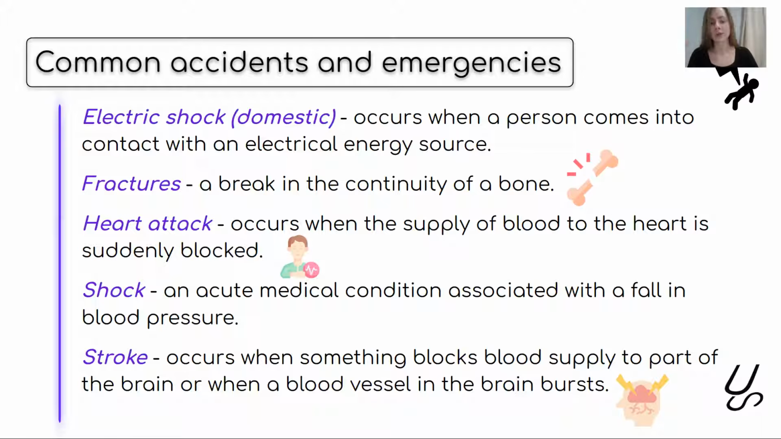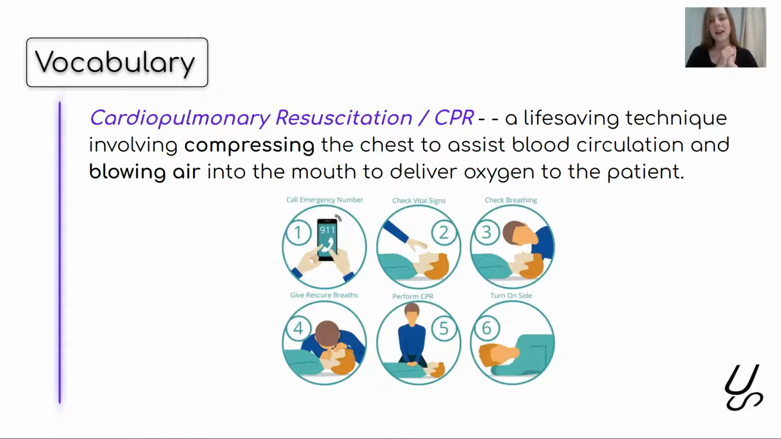Stroke usually occurs when something blocks blood supply to part of the brain, or it can occur if a blood vessel in the brain bursts. Also, we need to know some more terms. For example, cardiopulmonary resuscitation, or it is called CPR, and CPR is a life-saving technique which involves compressing the chest to assist blood circulation and also blowing air into the mouth. So why do we need to blow air? Just to deliver oxygen to the patient.